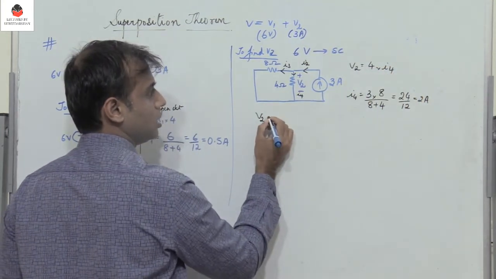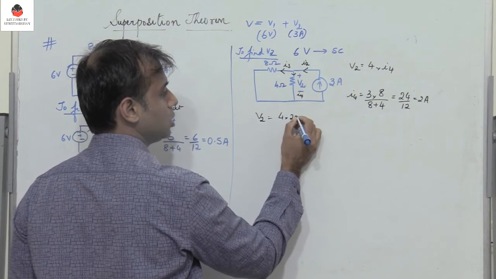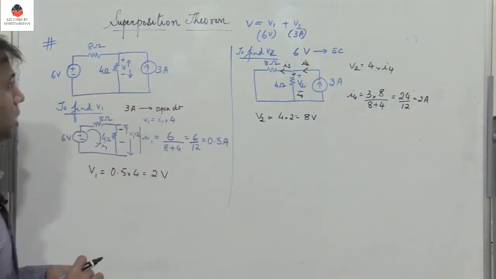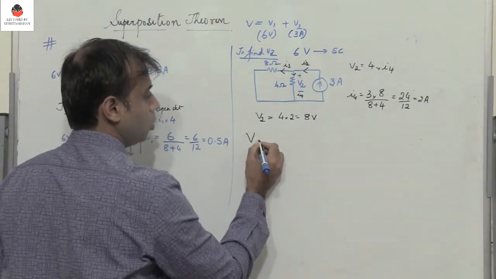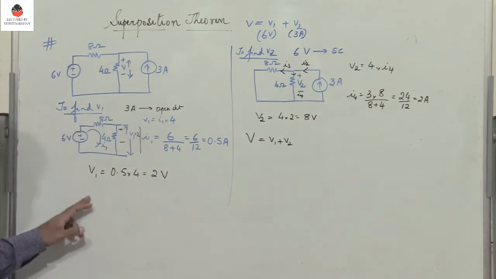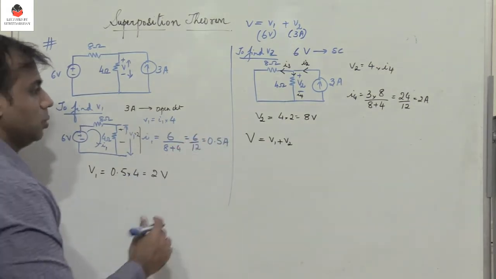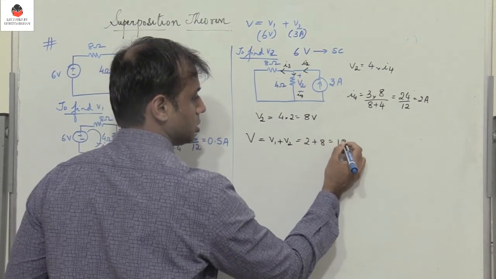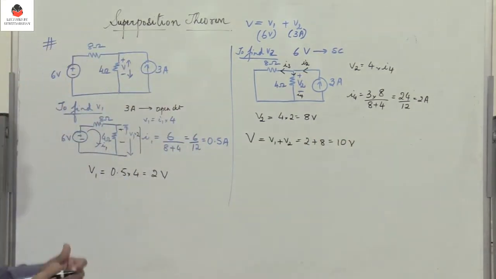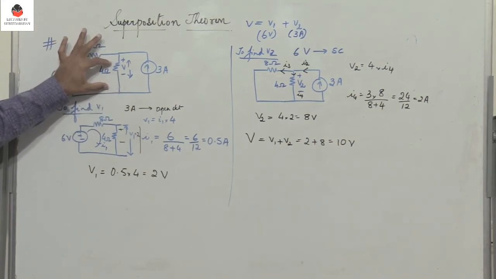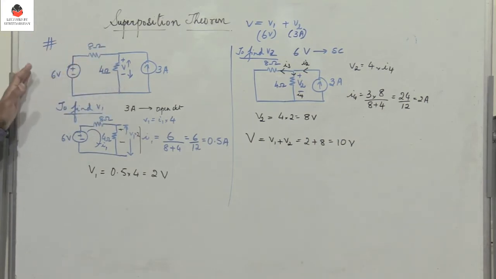So V2 is 4 into 2, which is 8 volts. So finally, what is the voltage across 4 ohms? The voltage V across 4 ohms is V1 plus V2. So we just have to find the algebraic sum of these two voltages, which is 2 plus 8 equals 10 volts. So this is how, by using superposition theorem, we can find the voltage V across a given element by considering one of these sources at a time.